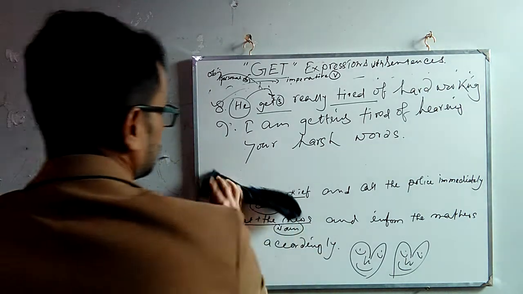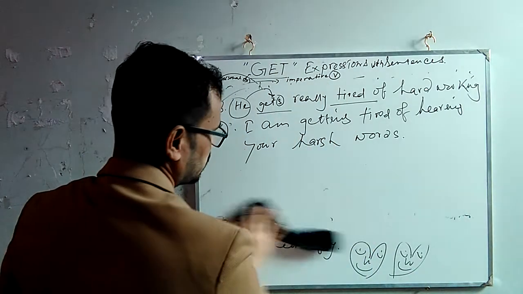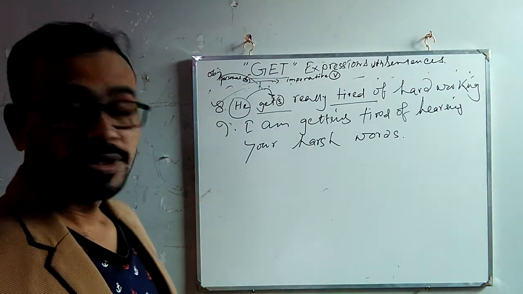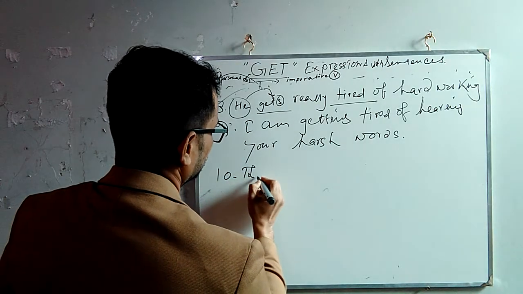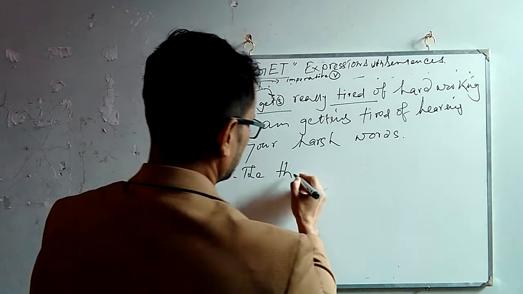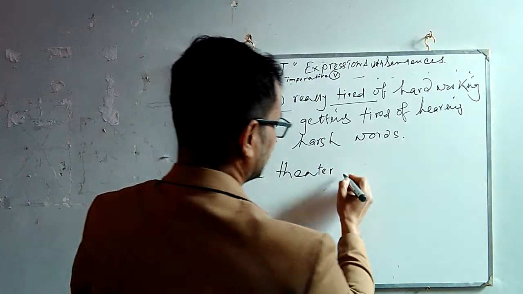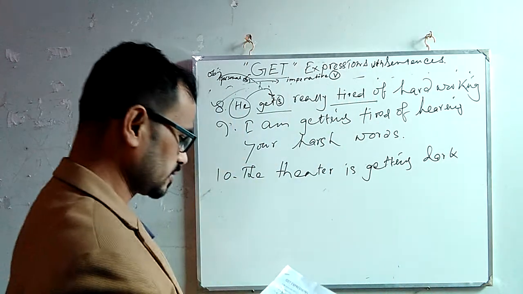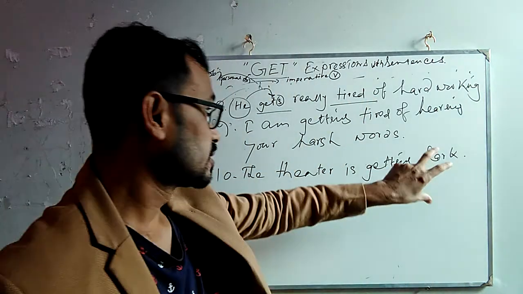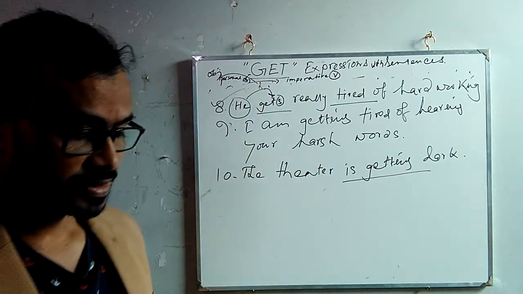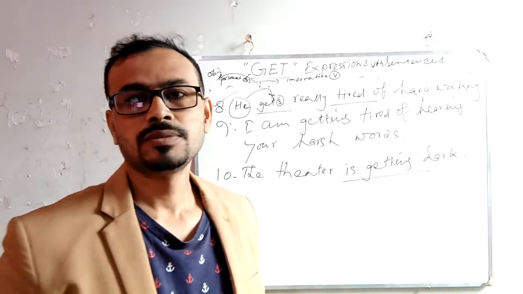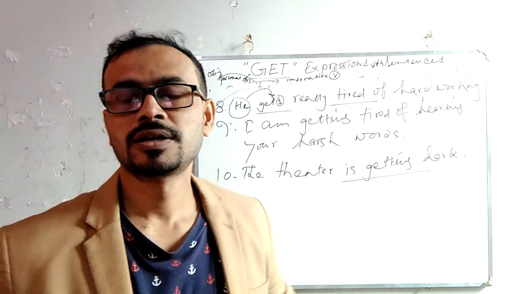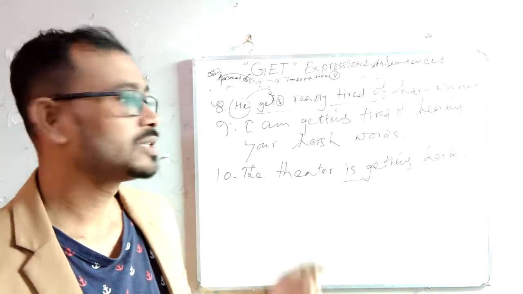So I'd like to write one more sentence to understand properly. Number ten: the theater is getting dark. The theater is getting dark, okay? Is getting dark means to become dark. So when we use get in our daily conversation, we have to understand the correct meaning of get, okay? And I think after that you can use it.